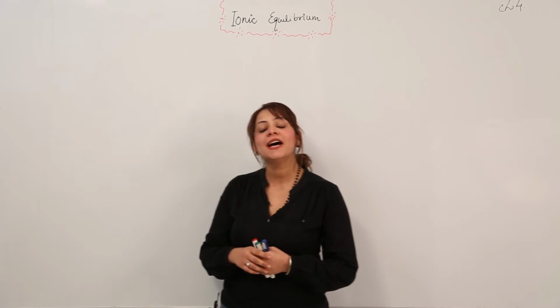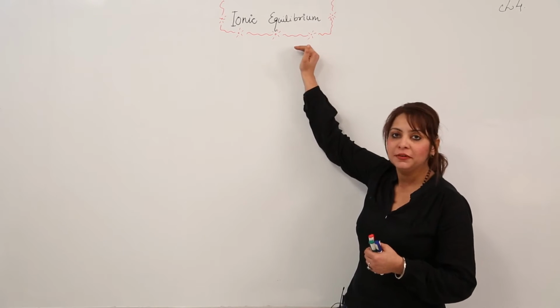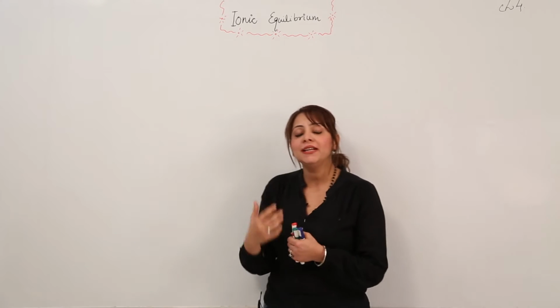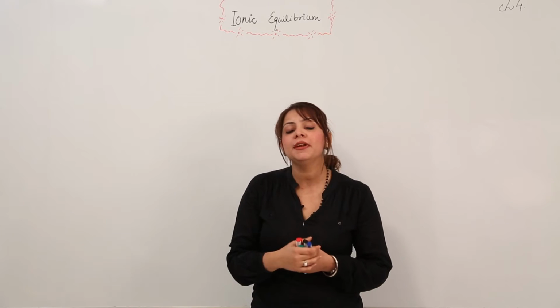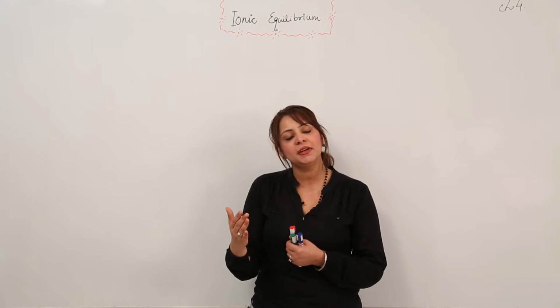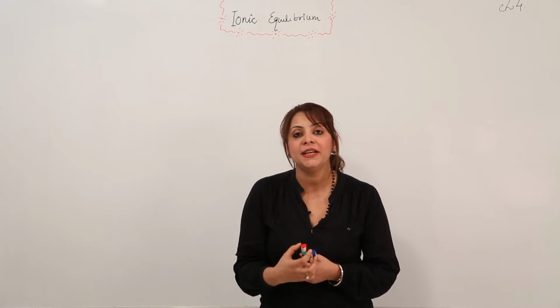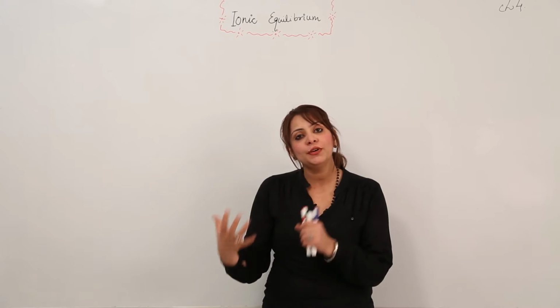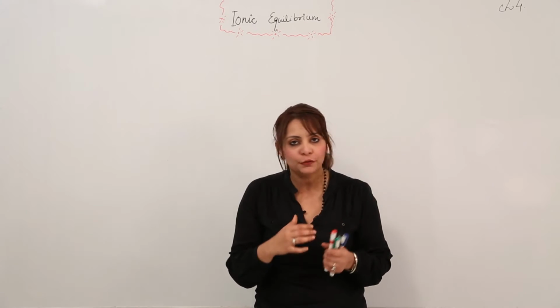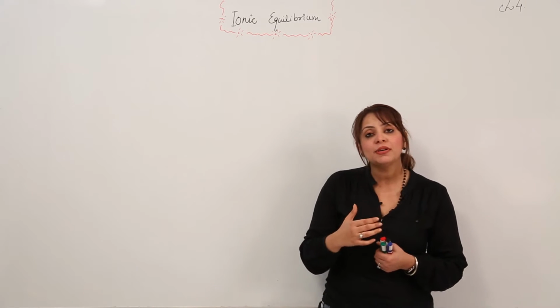Today we are going to start with the new topic, that is the ionic equilibrium. As we have done chemical equilibrium, you are familiar with what equilibrium actually is. It is just a stage in a chemical reaction at which we see constancy in the properties, that means the rate of the backward reaction becomes equal to the rate of the forward reaction.